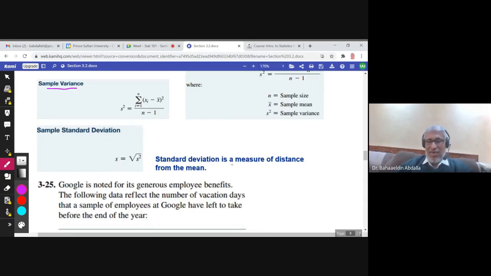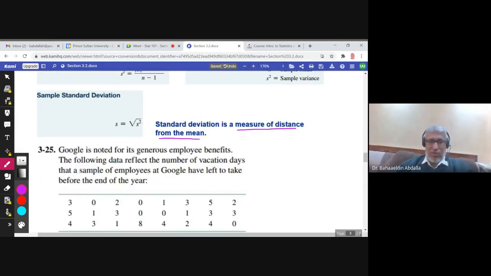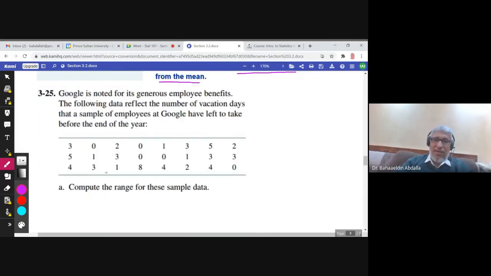We will use the standard deviation as a measure of distance from the mean. So we will say that your score, for example, in quiz 1 is 1 standard deviation to the right of the mean, or negative 1.2 standard deviations to the left of the mean. So we will use it as a measure of distance from the mean, and it will be clear, inshallah, in the next section. This is the end, and we can solve some exercises.